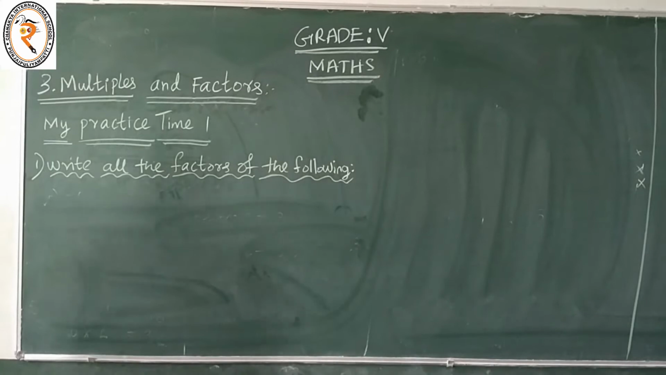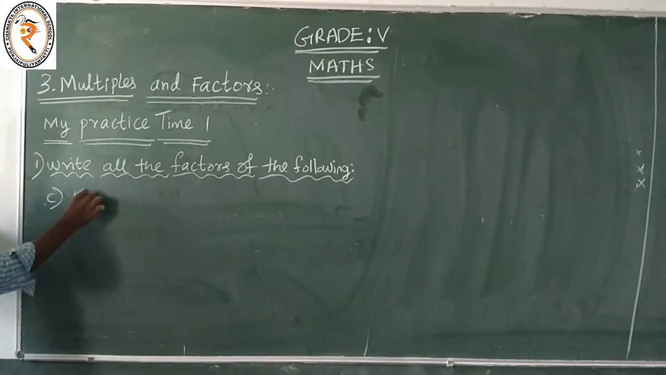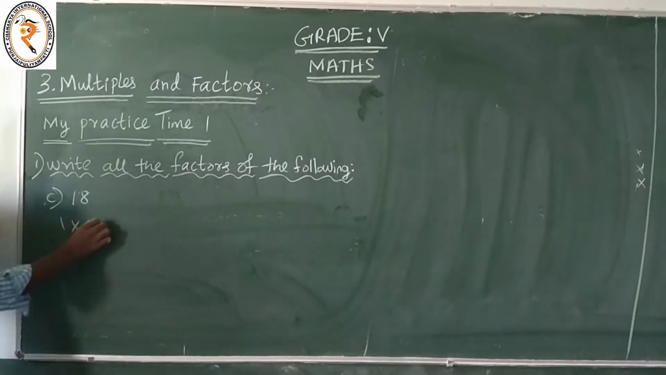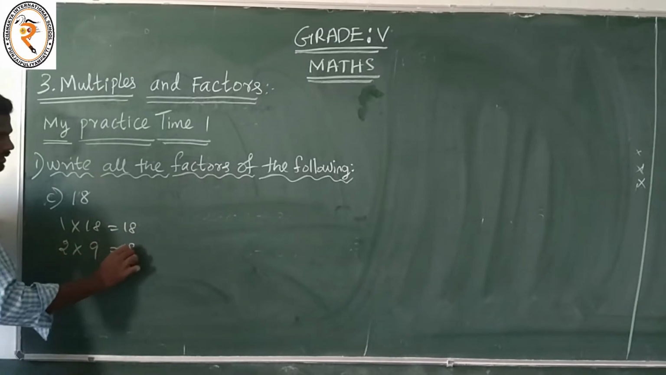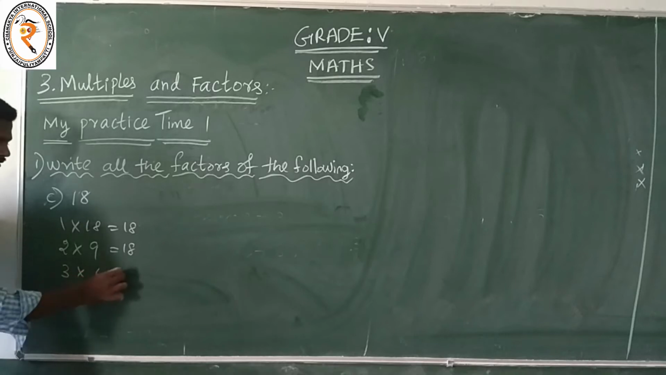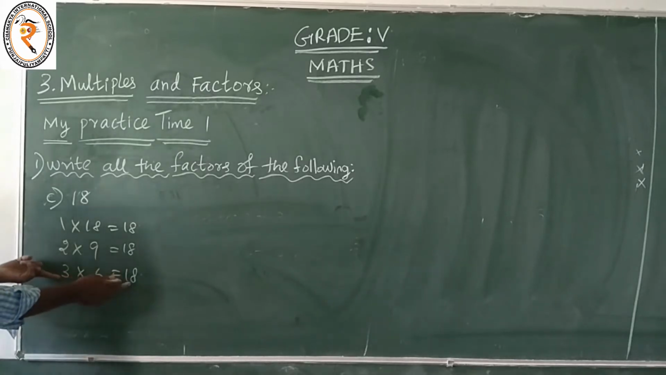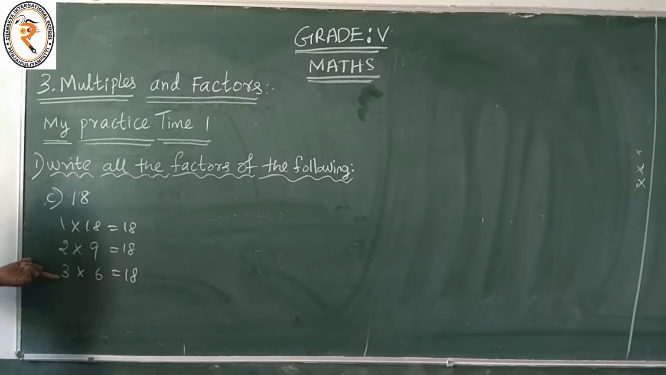Next, question C: 18. Find the factors of 18. In the first table, 1 18 is 18. Second table, 2 9s are 18. Third table, 3 6s are 18. Fourth table, 18 is not there. Fifth table also not. Sixth table, 6 3s are 18. 7 and 8 are not in 18. Next, 9th table, 9 2s are 18.